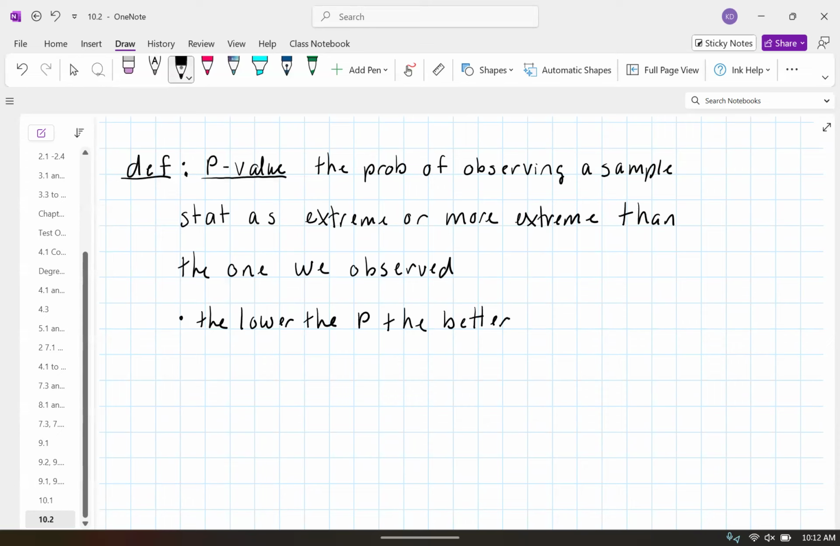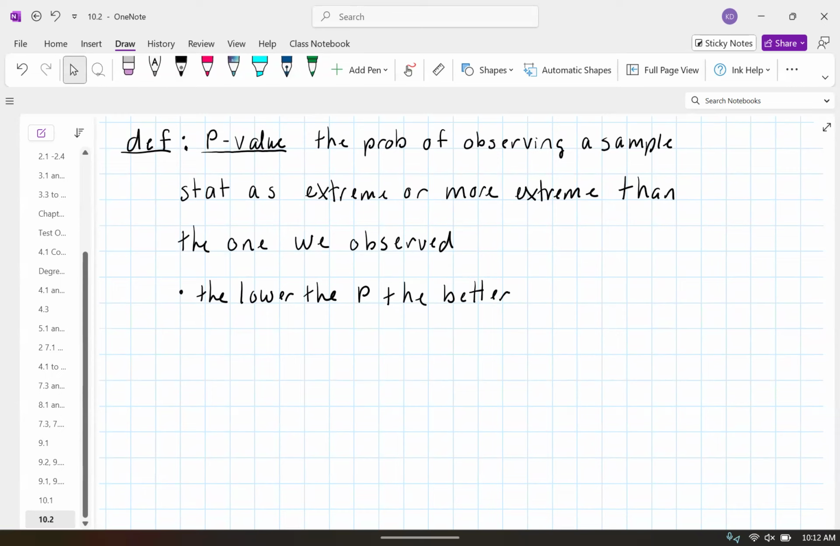So let's put this all together and do hypothesis testing regarding a proportion, so p hat. There are two different versions of this: the classical and the p-value. Steps 1 and 2 are the same for both, and 3, 4, and 5 are different. So I'm not going to write steps 1 and 2 down twice because it's the exact same.